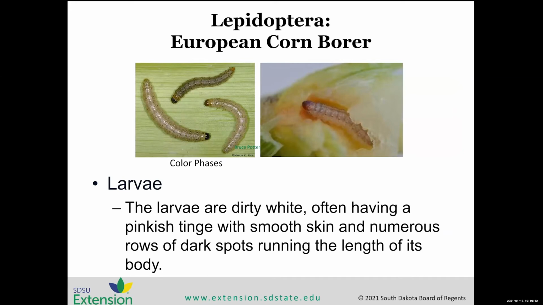The larvae of the European corn borer are dirty white, often having a pinkish tinge, with smooth skin and numerous rows of dark spots running the length of the body. As you can see in the top left picture, they do have color phases, so they can be really dark brown all the way to that bottom right one that's quite a bit lighter. But they will have very smooth skin, and there will be dark spots throughout the whole body. The picture on the right does show that pinkish hue.